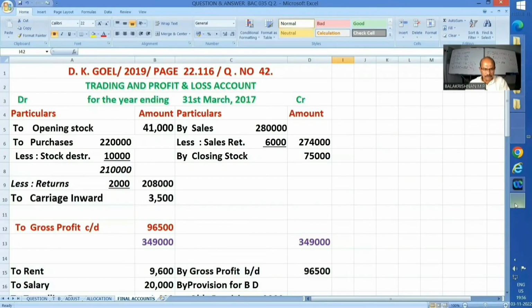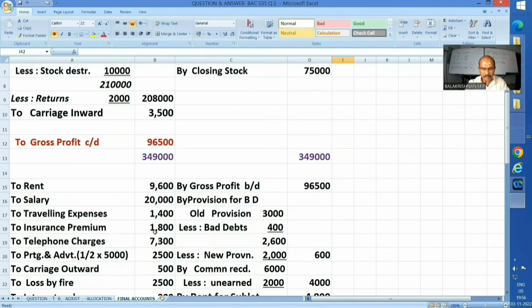Trading account: opening stock as it is in the trial balance, purchase, adjustment I already explained, less purchase returns, and this is the figure. Carriage inward as it is shown in the trial balance. Sales, less returns, this is the figure. Closing stock, as an adjustment it has been given. And if you balance the trading account, we will arrive at a gross profit of 96,500 that I have brought forward in the profit and loss account section.